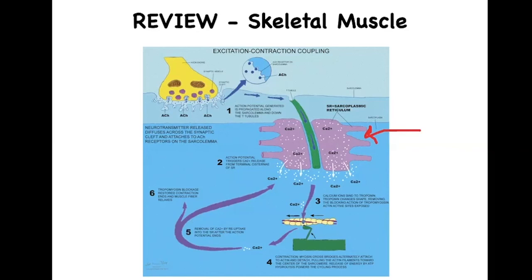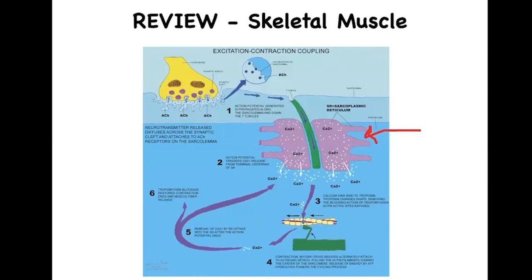So what happens here? Remember that an action potential stimulates the release of acetylcholine from the axon terminal. Acetylcholine diffuses across the cleft and binds to receptors on the motor end plate.